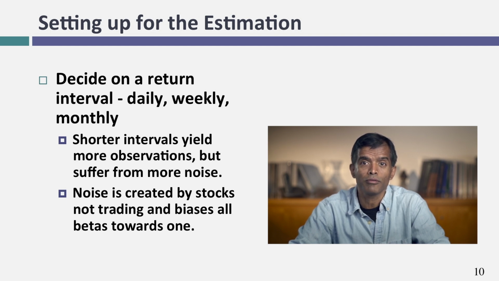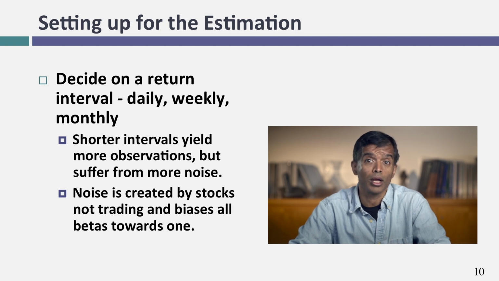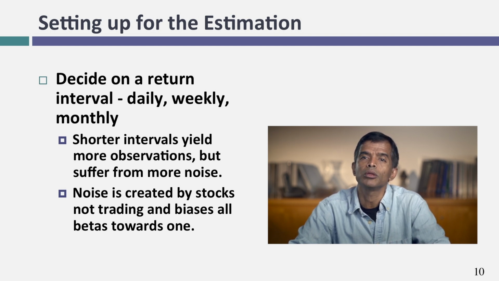Now, more data is often better than less data, right? But in this case, you got to be careful. There is a trade-off. The more you slice up the data, the more observations you have, but the more noisy that data becomes. In fact, I think that once you get below weekly returns, your betas become almost useless. Most services use either weekly or monthly data to get their betas. So how far back do you go? Are you going to use daily, weekly, or monthly returns?